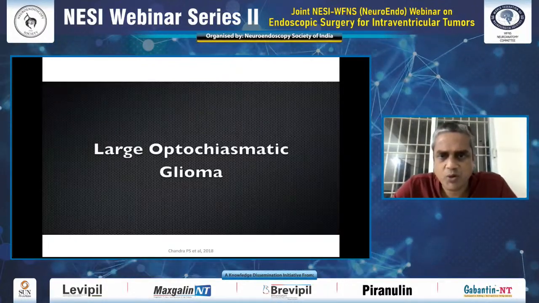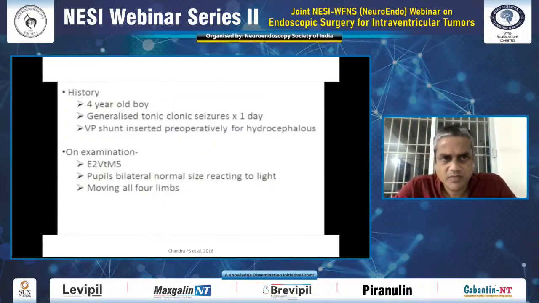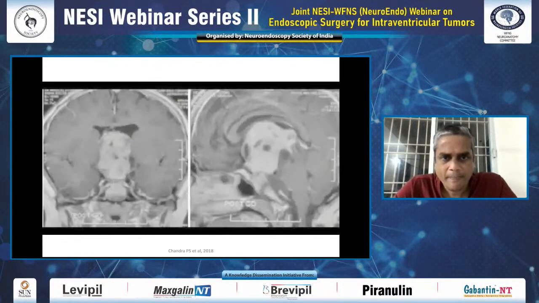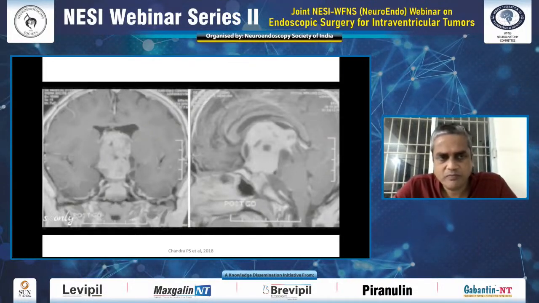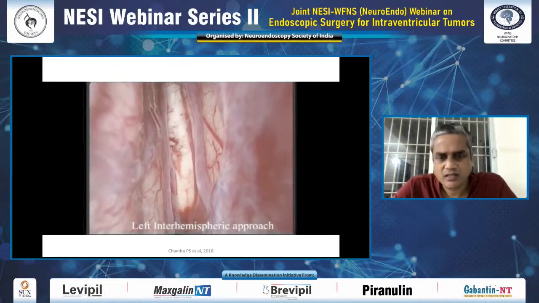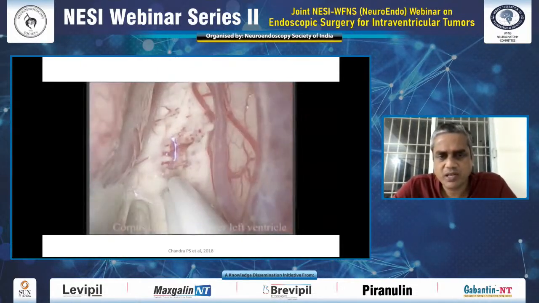Now this is a large optochiasmatic glioma in a 4-year-old boy. So you can see it going right up to the base. And we again approached it from an interhemispheric approach.